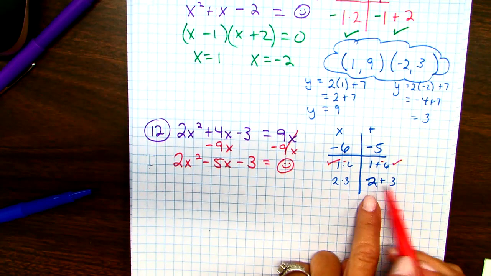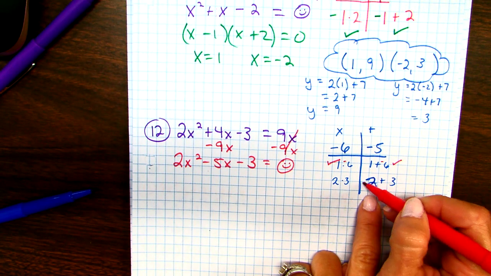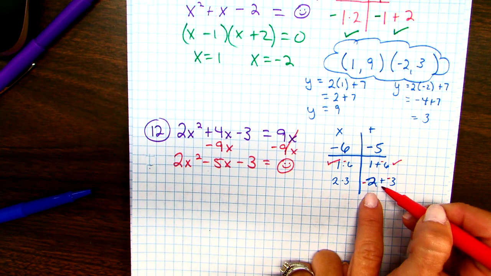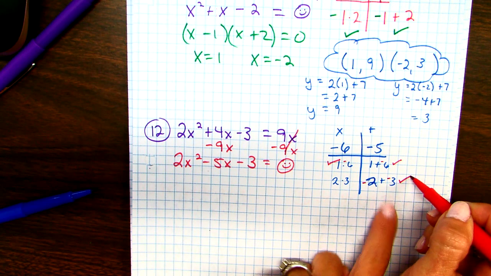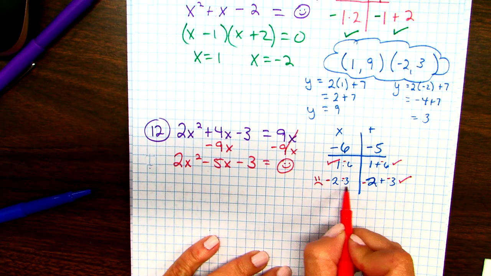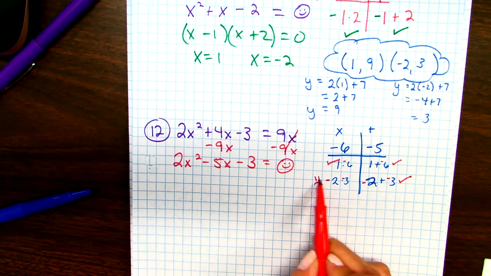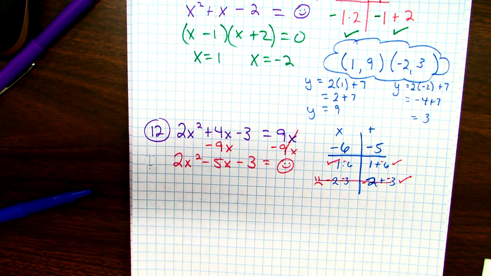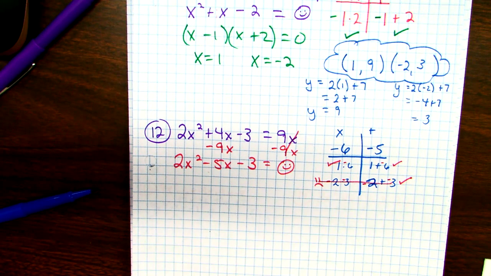So let me just show you why this is not the answer. I would have to make them both negative, right? Negative 2 plus negative 3 is negative 5. But if I make both of these negative, I would get a positive 6. So that's why that couldn't be the answer. Okay? It has to work in both columns.